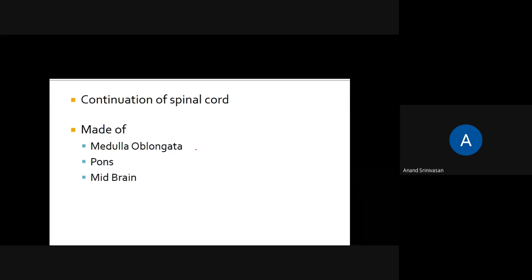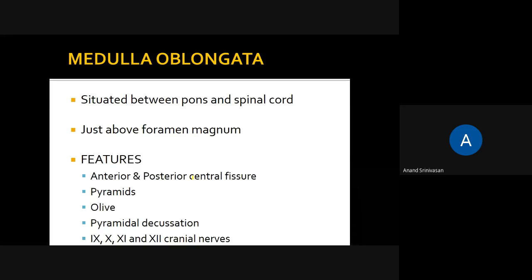The brain stem continues down as the spinal cord. It is made up of the medulla oblongata, pons, and midbrain from below upwards. If you trace from the spinal cord, the first one is the medulla oblongata, the next one will be the pons, and the third one will be the midbrain. After the midbrain, it will be the cerebrum. So we'll see each one of these structures in detail.